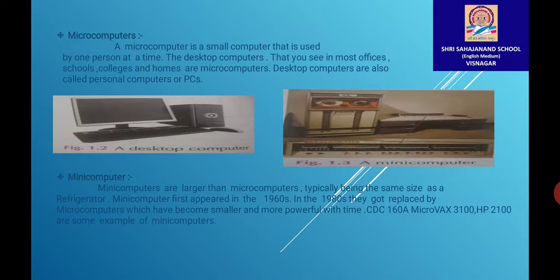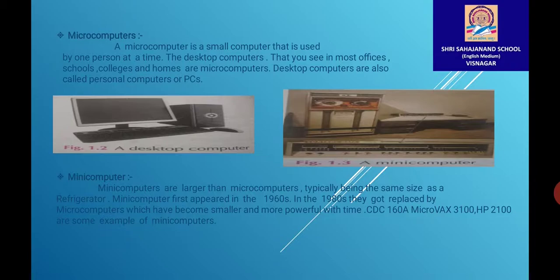Microcomputers. Microcomputers are smaller computers that are used by one person at a time. The desktop computers that you see in most offices, schools, colleges and homes are microcomputers. Desktop computers are also called personal computers or PCs.